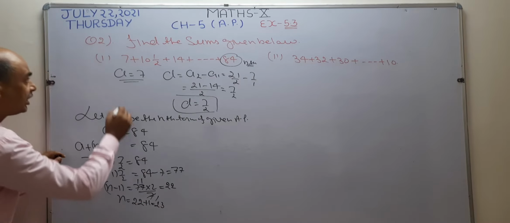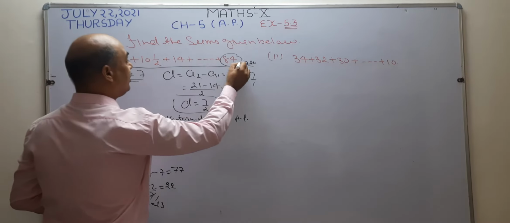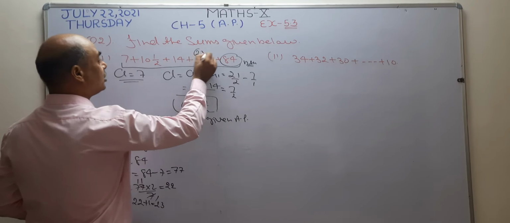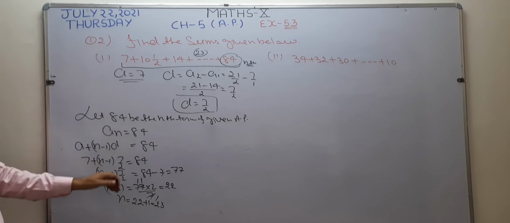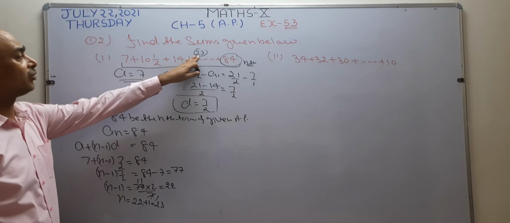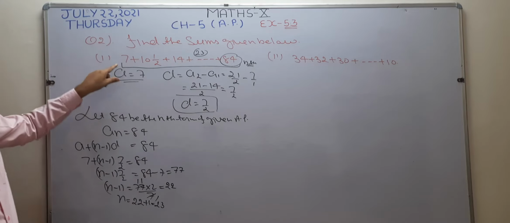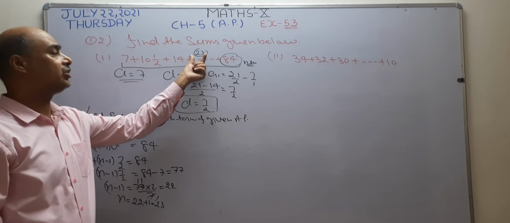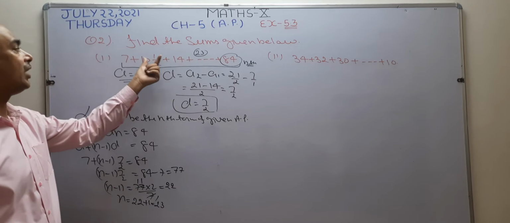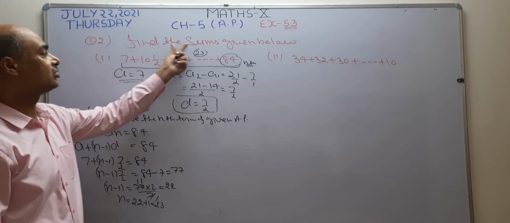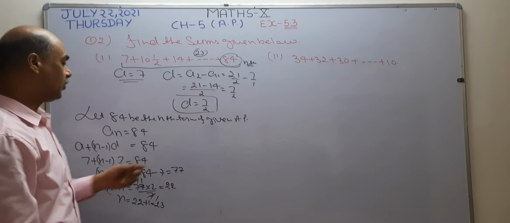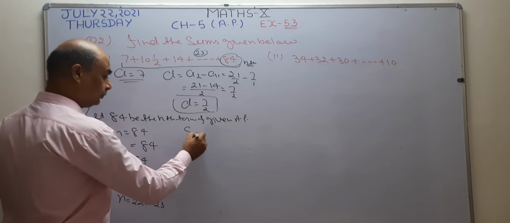It means the given sequence has how many terms? Total 23 terms are there. So we are now going to find the sum of 23 terms. Because this sequence contains a total of 23 terms, we have to find the sum. The question is: find the sum. To find the sum, I want to find the value of S23.